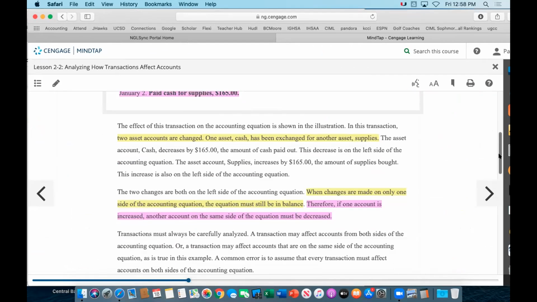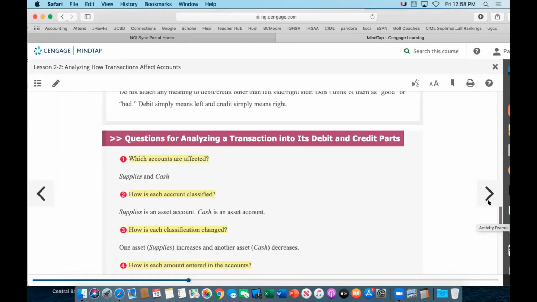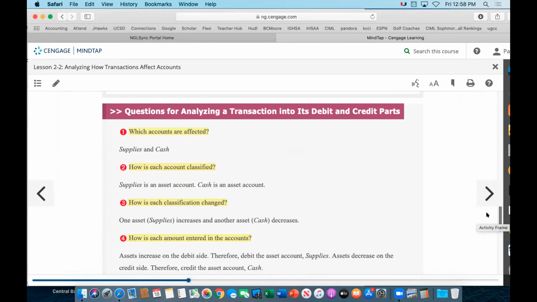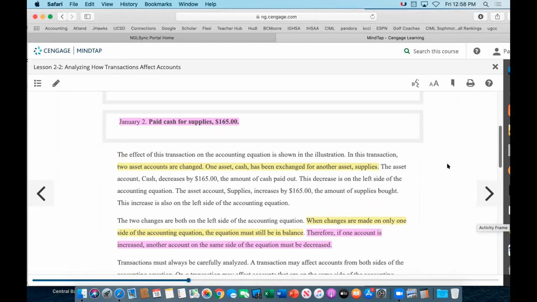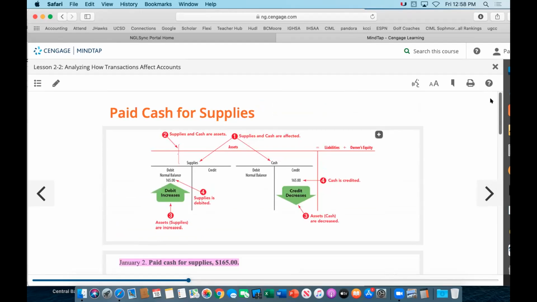Paid cash for supplies. All right, we got this transaction here. We're not going to read all 4 steps, but you get the idea. We're going through it. This is an example when 2 assets are changed. One is cash, one is supplies. It says when changes are made on only one side of the equation, it must still be balanced. Therefore, one must increase and the other decrease. You're like, what the heck are you talking about? We said this equation has to equal, right? You guys would agree. I said that a bunch of different times. Assets have to equal this.